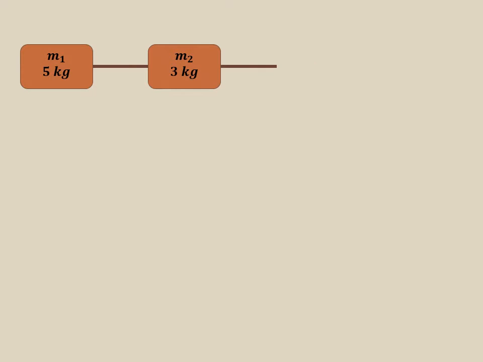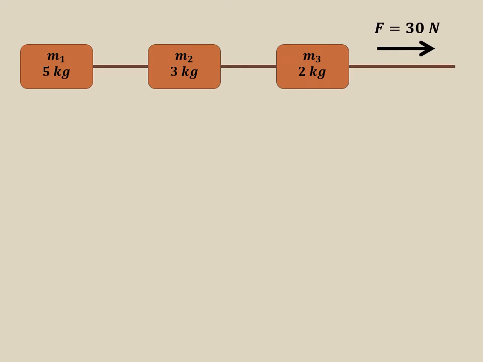In this problem, we have several masses that are all attached together, and then we got a force on the front that is going to be 30 newtons that's pulling on it. All right, so the question here is going to be, what is the acceleration of the entire system? What's the force of tension between mass 1 and mass 2? What's the force of tension between mass 2 and mass 3?